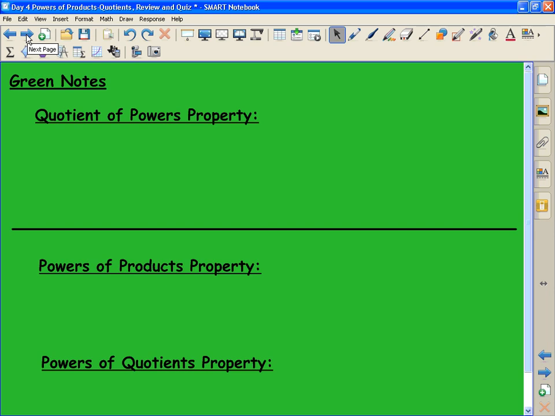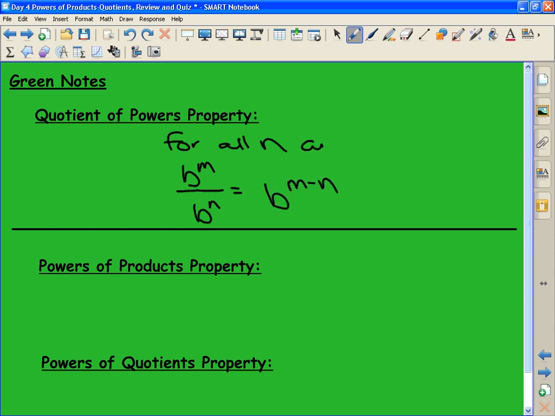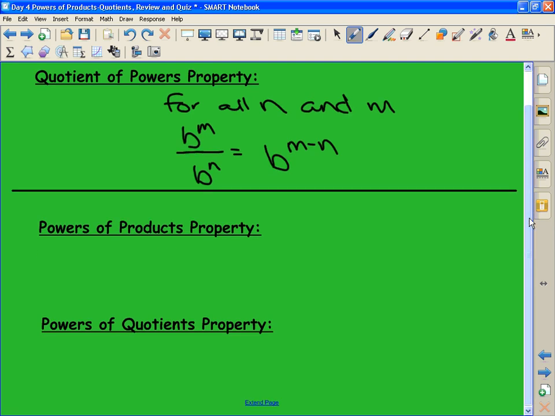All right, so we have some green notes to fill in. We have the quotient of powers property. If you don't recall from last time, that said for all n, b to the m over b to the n equals b to the m minus n. So that should be for all n and m. All right, the next one, the powers of products property, that's what we just learned today. That one said if it said a times b, the quantity to the n, that was just a to the n times b to the n.